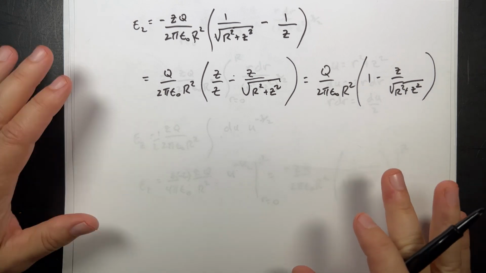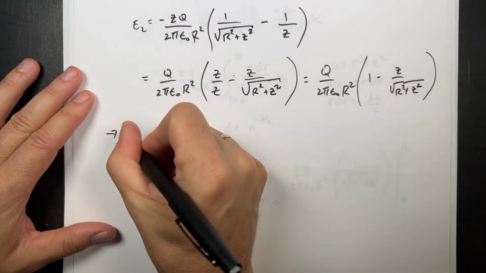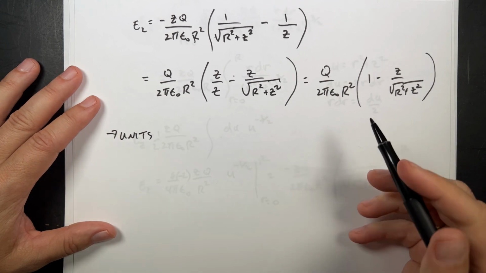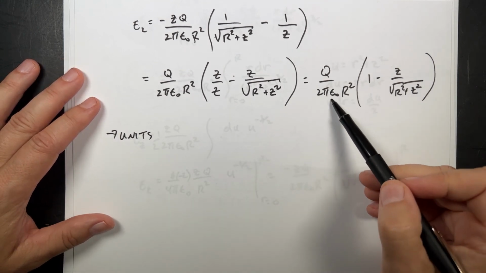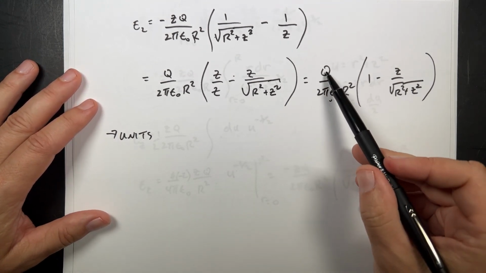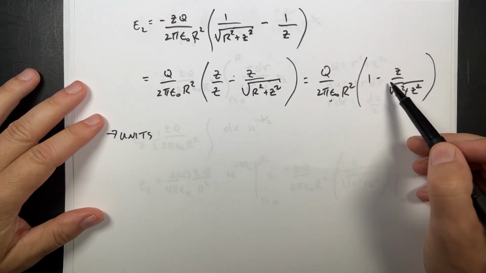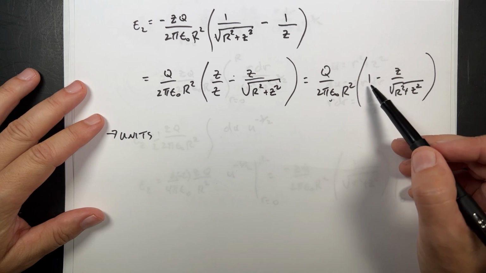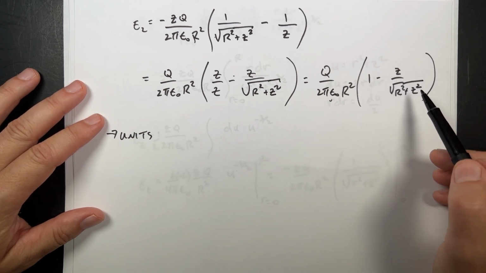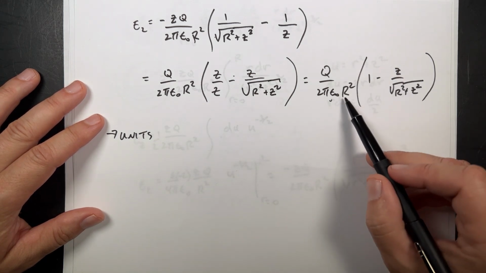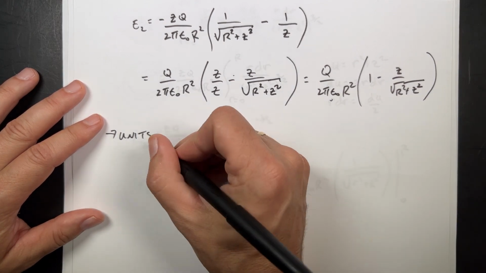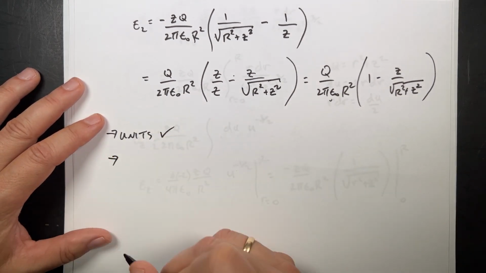Now let's check units. Okay, so I need epsilon naught on the bottom, got that. I need charge on the top, got that. And then I need 1 over meter squared. Notice that this 1 has no units, and this is meters divided by meters, so that has no units. But over here I have the meters squared. So that's a checkarooski right there, it works.